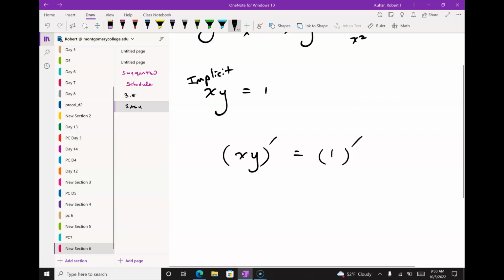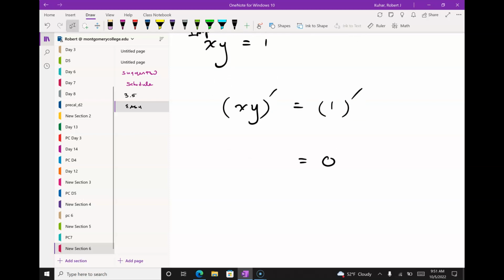So what happens on the right? What do I get? 0, yes? On the left, what kind of rule am I going to use? Product rule. First function is x. Derivative of x is 1. Second function is y. Derivative is what? y prime. So we've already been doing implicit differentiation. You just didn't know we were doing it. And I'm doing a product rule here. So I get xy' plus y equals 0.